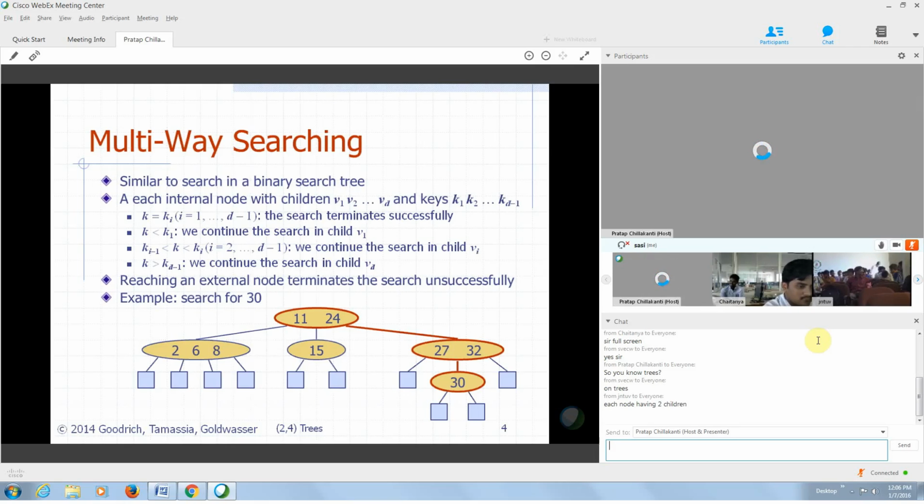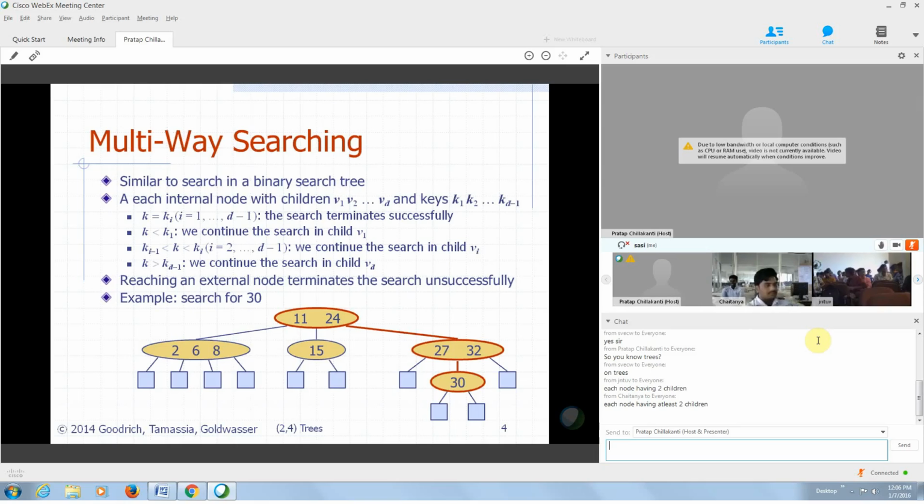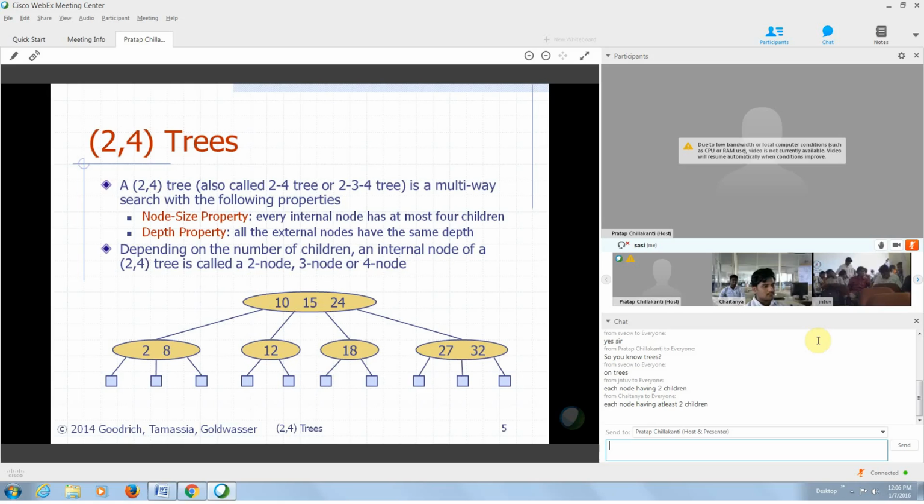So this shows how to search, similar to search in a binary tree. It gives you an algorithm there, and you're searching for 30. It gives you the algorithm for how you go through each of the key values, and once the value is found, then of course you stop. Again, I'm not going into the full details there.